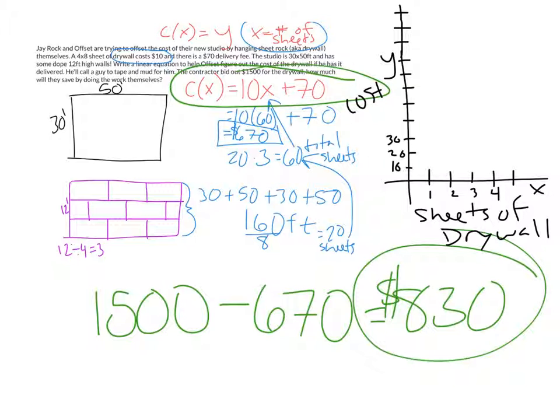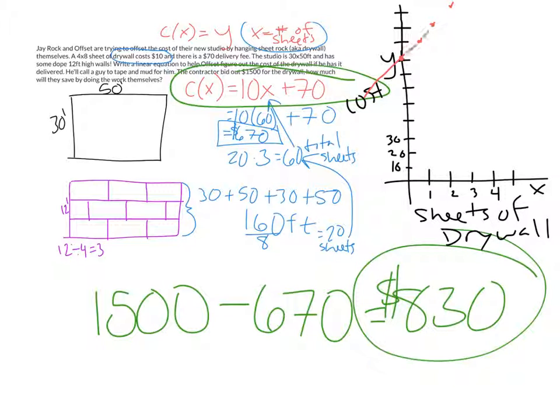Right? So if I have 0 sheets of drywall, it's going to be at $70. Well, why would I deliver nothing, but whatever, that's just where it starts, right? If I plugged in 0, I'd get 70. If I plugged in 1, I'd get 80, so I'd go up 10. If I went to 2, that'd be up at 90, and then 100, so on and so forth.